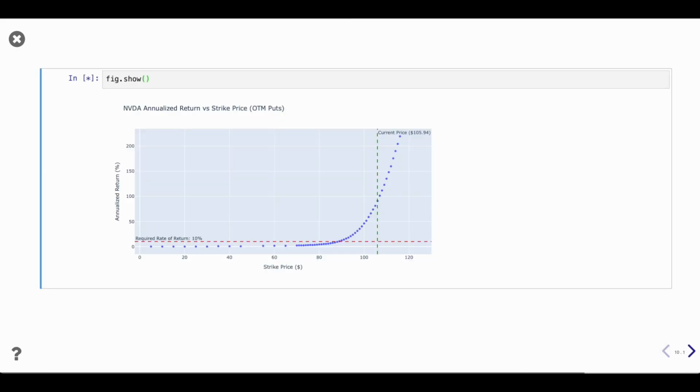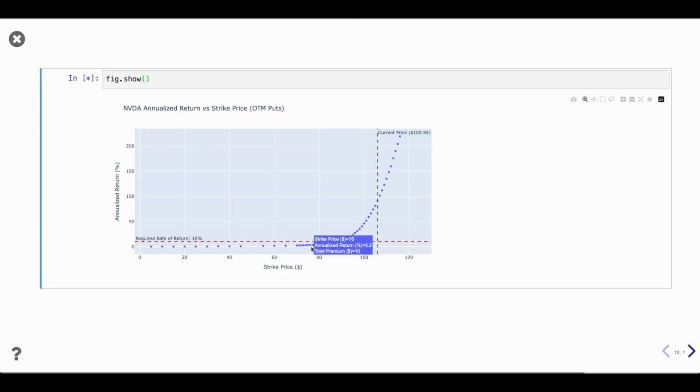And this is the chart we get. So we have a scatter plot of NVIDIA annualized return versus strike price for put options. You can see this dashed red line indicates the required rate of return we want, and then this green dashed line is the current price. This helps us identify which of the put options are in the money versus out of the money. And every one of these purple dots represents a put option.